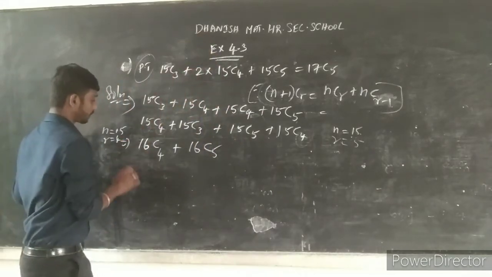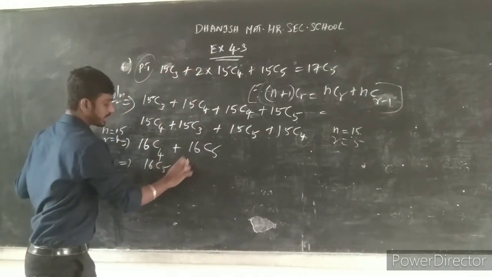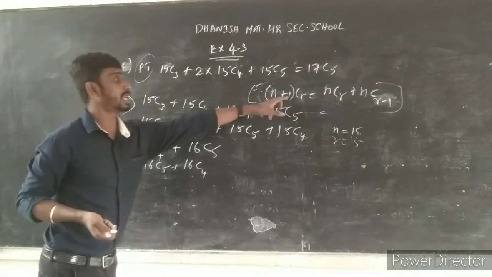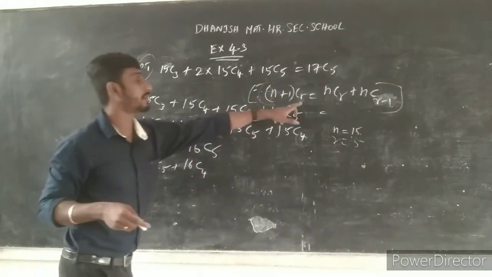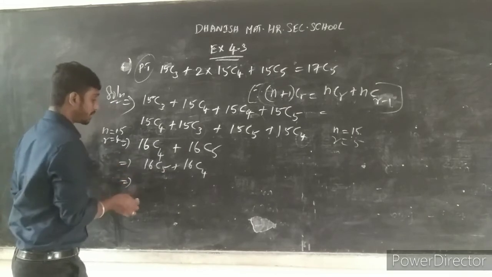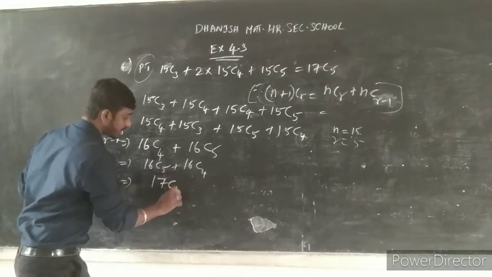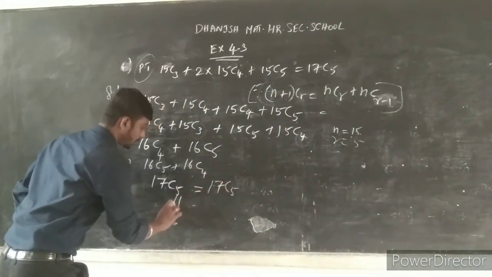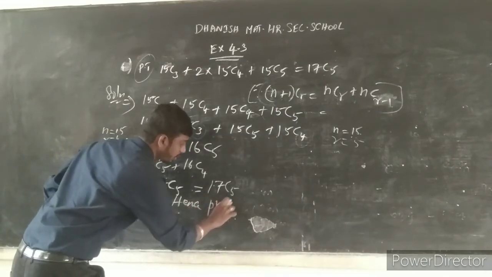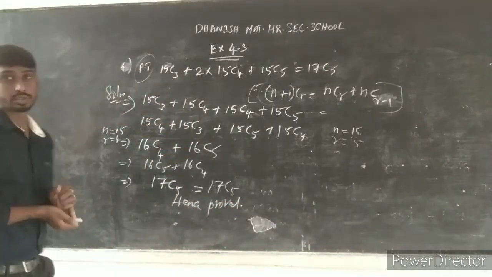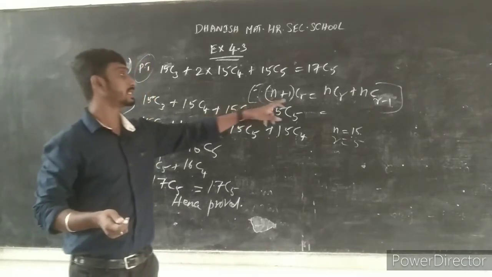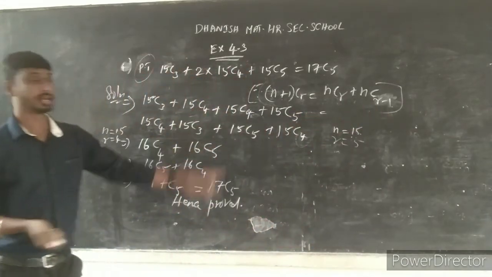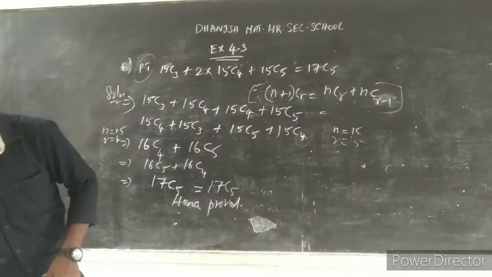Now rearrange like this: 16C5 plus 16C4. You will get 16 plus 1, that is 17, and the r value will be 5. What is the RHS value here? That is 17C5. Hence proved. So listen, children, using the formula (n+1)Cr equals nCr plus nC(r-1), it will be easy to solve the sum. So shall we move on to the next one?